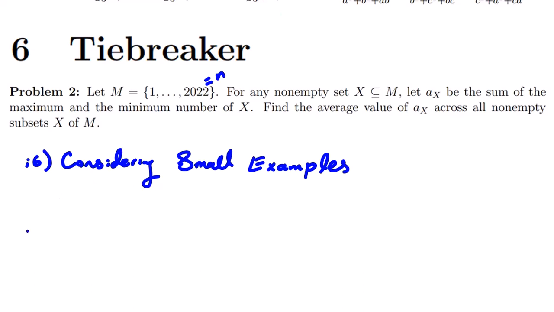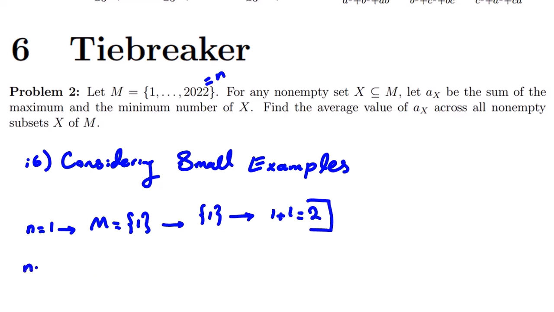Okay, let's check, for example, n is 1. Then m is 1, and the only subset is {1}. The sum of minimum and maximum is 2. The average of them is 1, because we have one number. Now n is 2.